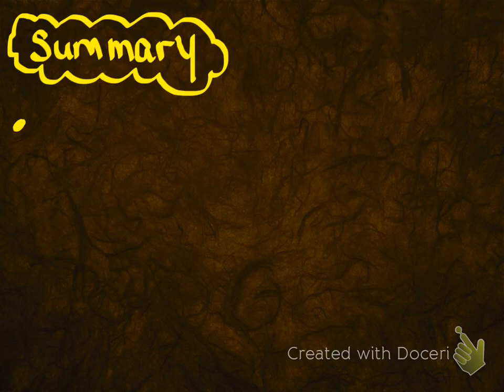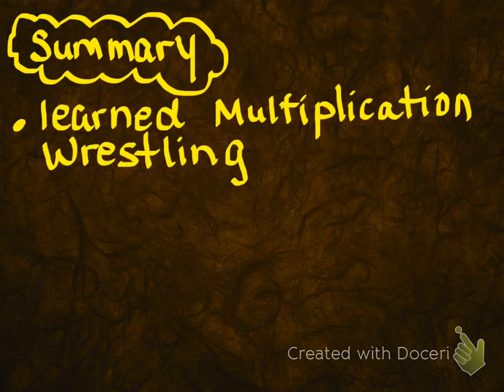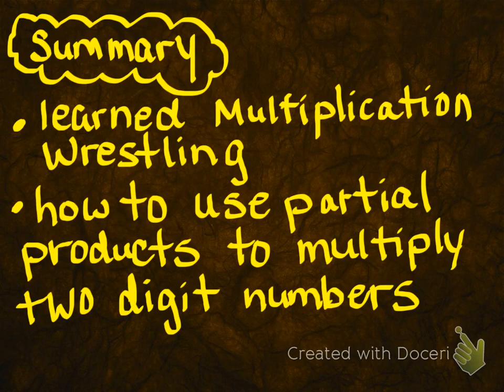So, to summarize what we've done today, we've learned the game Multiplication Wrestling, and we understand that now we're going to play 3 rounds of that. The person with the highest partial product at the end is going to be the winner. And we learned how to use those partial products to multiply two-digit numbers.